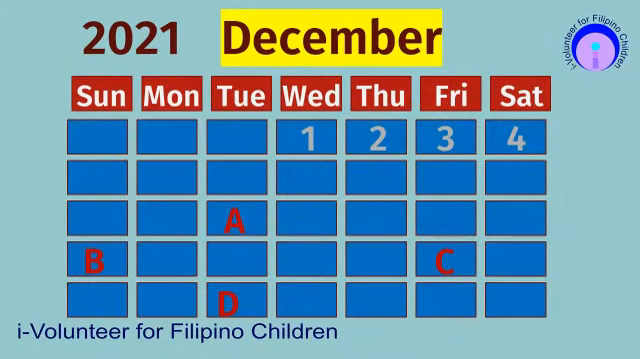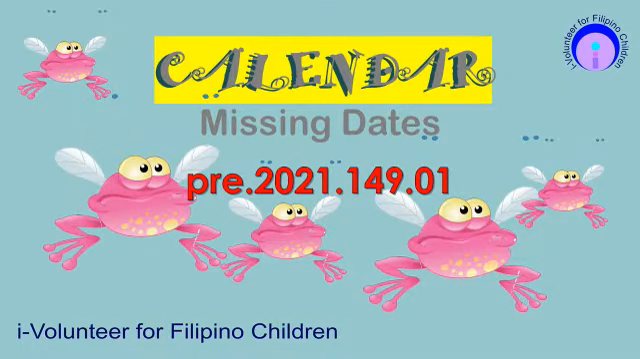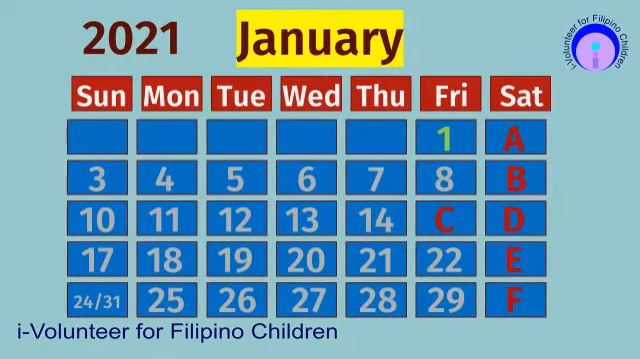Good day. Using the calendar of December 2021, can you find the specific date for A, B, C, and D? This will be our lesson today. In this video, we are going to learn how to find the specific date of a certain day. The missing dates that we are looking for will be represented by the English alphabet. Let's say A, B, C, D, E, or F.